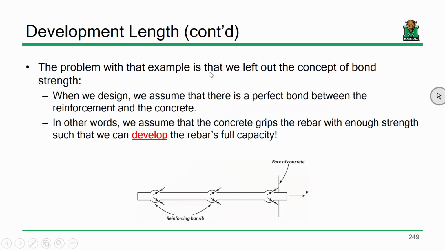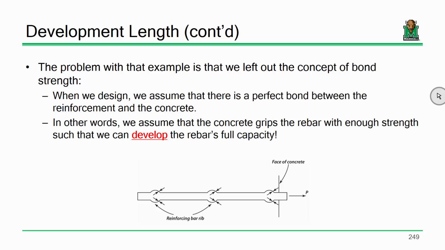Okay, let me get back to where we were last time, and let's get back into the world of development length. Last time we were discussing the concept of development length, which, by the way, if you didn't get a set of handouts, they're right here.